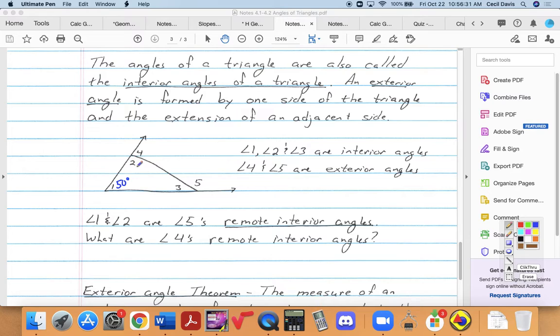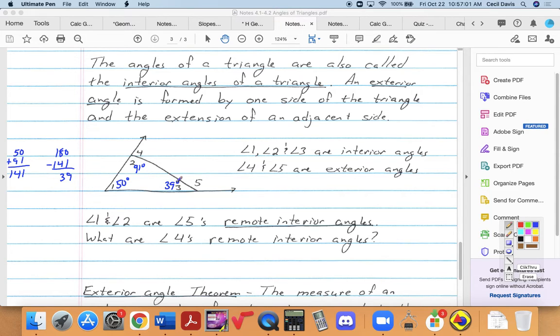91. Okay. Now, if I know those two angles, can I find angle 3? Yeah, sure. How do I do it? Add them together and then subtract them from 180. So add these two together, which is 141. Subtract that from 180. And that's what, 39? Yeah.